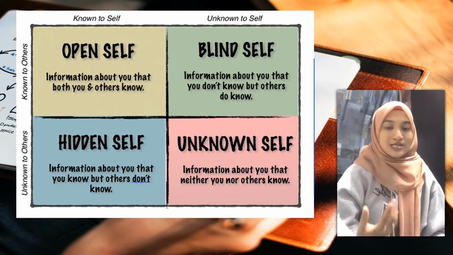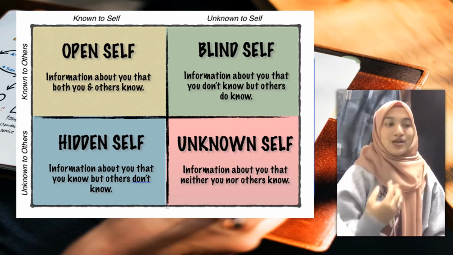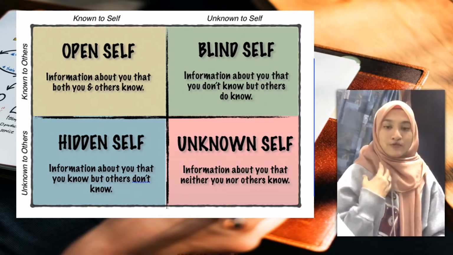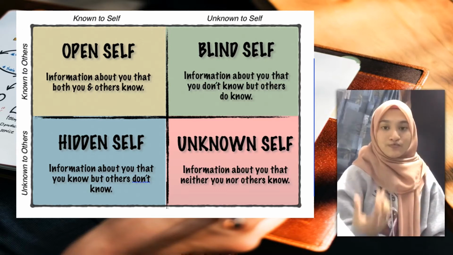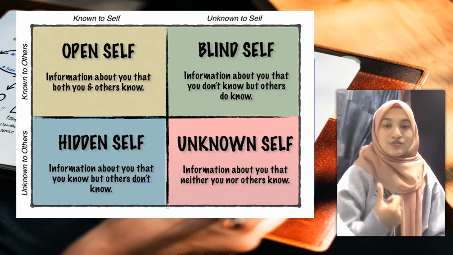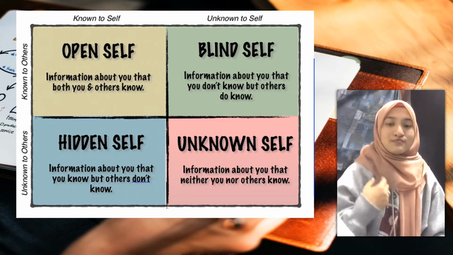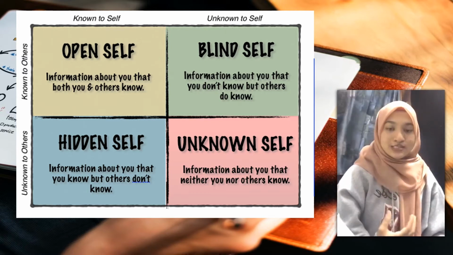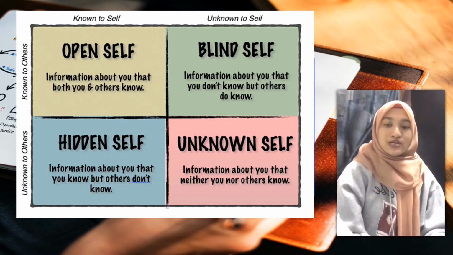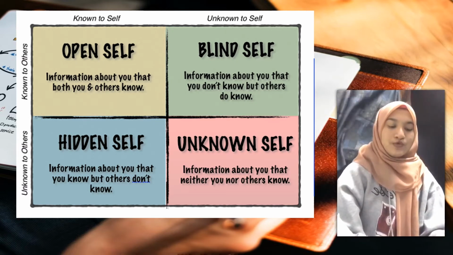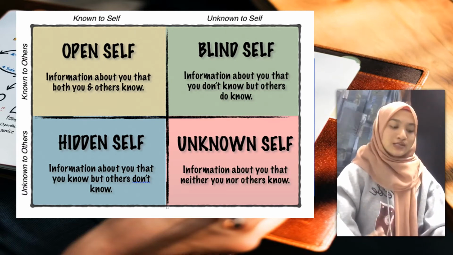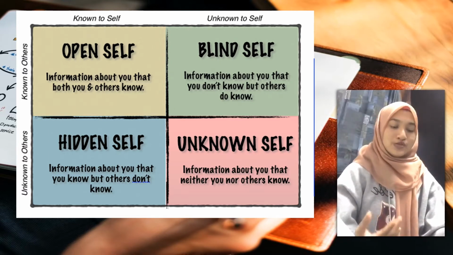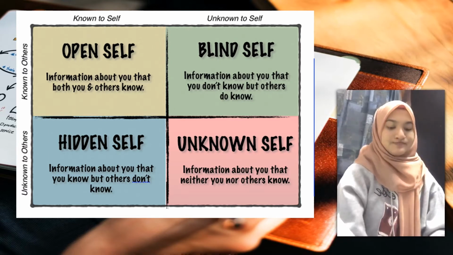The third one is your hidden area. This represents the things only you know about yourself, but others don't know about you. Lastly is your unknown area. This represents the things that you don't know and others don't know either. So it is particularly helpful when you need help to decide on a career choice and you ask your career professional for guidance.